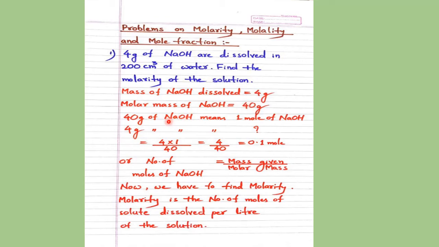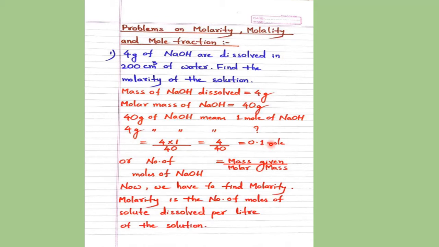Now, 40 gram of NaOH means how many moles of NaOH? 1 mole. Mole concept: 1 mole of any substance is equal to 6.022 x 10^23 particles of that substance. This condition holds good when you take the respective molar mass. So 40 gram of NaOH means it is 1 mole of NaOH. Now how much are we dissolving? 4 gram. So 4 gram of NaOH means how many moles? We are converting gram to mole. So 4 gram of NaOH means it is 0.1 mole of NaOH.